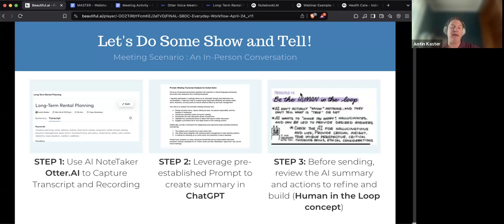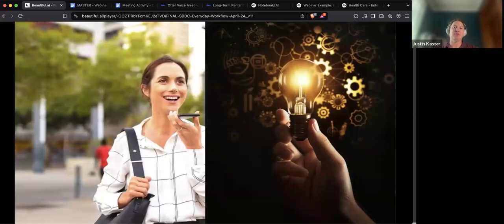Now, I'll just note that you still want to have people involved in this process. As I mentioned, human in the loop is a really important concept. But you can address this process and make it very standardized and high quality by bringing in tools like these AI note takers and leveraging standardized prompts for that process.